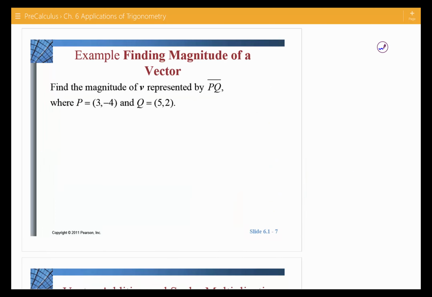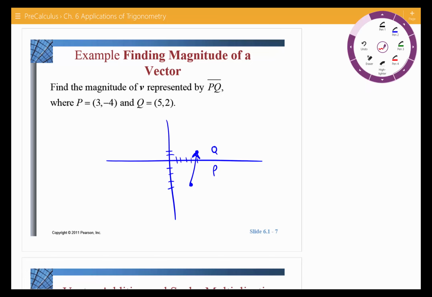So here's an example then. We have this vector PQ, which is represented by connecting these two points. Here's point P at 3, negative 4, and it goes to Q, which is over 5 and up 2. So our vector goes from P to Q like this. If we use the head minus tail rule, what we find is we go over 2 and up 6, getting from P to Q.